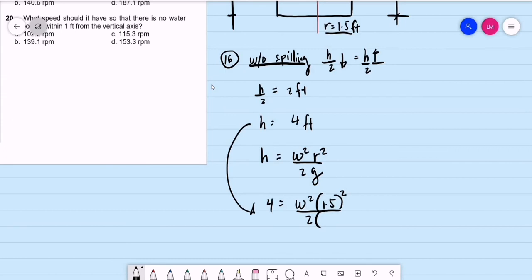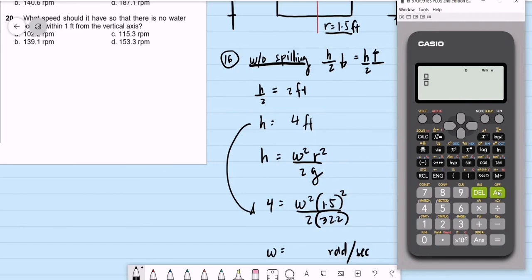Take note, we are in English units. So what is the acceleration due to gravity in English? That is equal to 32.2. So we'll be having the angular velocity in radians per second. If we are to do unit analysis, it will be radians per second.